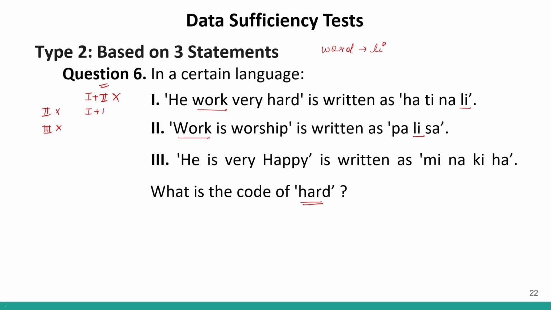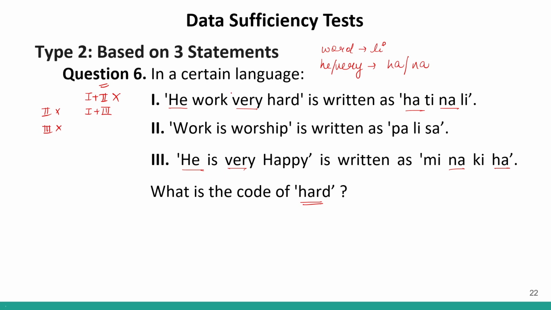Now I will combine 1 and 3 together. In 1 and 3, I can see he and very are common. If I take out he and very, I am remaining with NA, which is common, and HA. So he and very is coded as HA and NA. Correct? This much information I can find. But can I find the answer to hard? Because work is not given to us. That was given in statements 1 and 2.